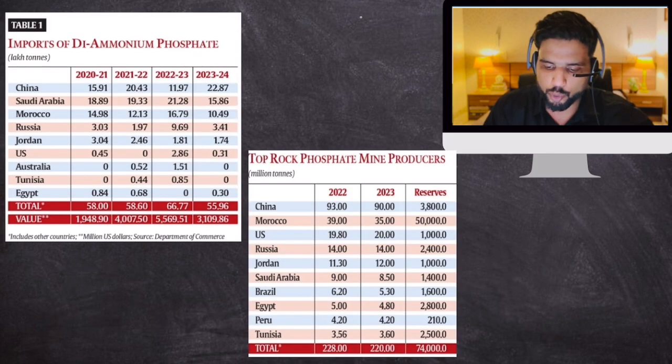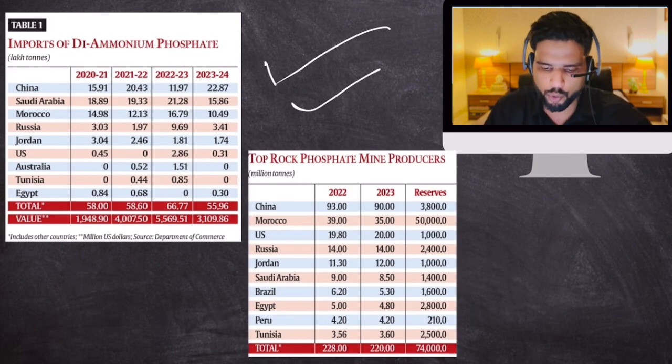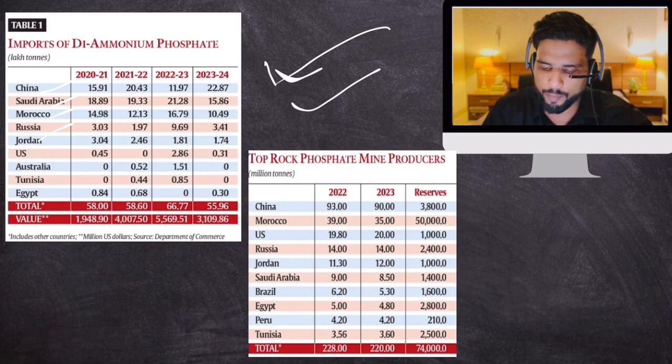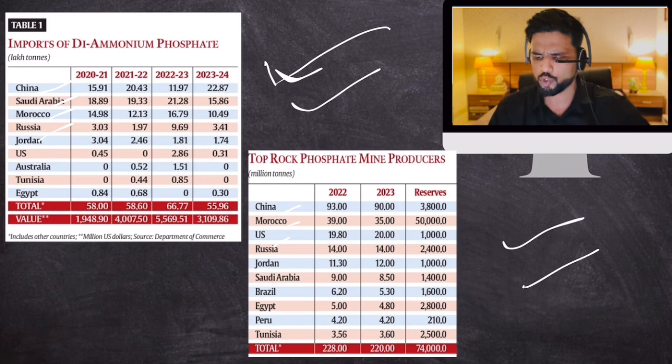Now, these are the two charts that will be given in your notes, so go through them. India imports most of its DAP from China, Saudi Arabia, Morocco, and top rock phosphate producers are China, Morocco, USA. Okay, so go through these two charts. Just remember top 4 countries.